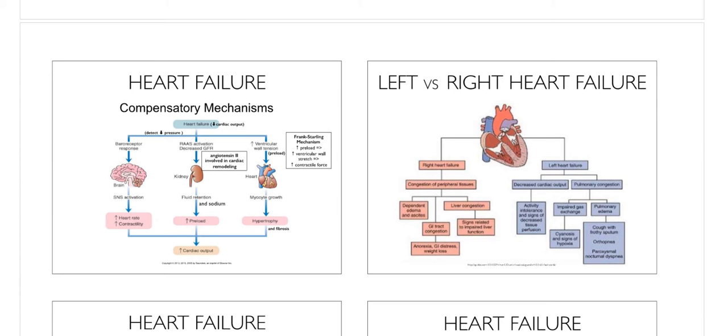A lot of patients have actually reported that they feel as if they are actively drowning. The impaired gas exchange in the lungs because of the pulmonary congestion can then lead to cyanosis and signs of hypoxia.